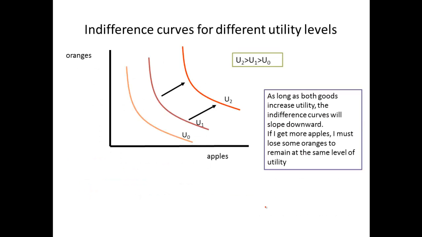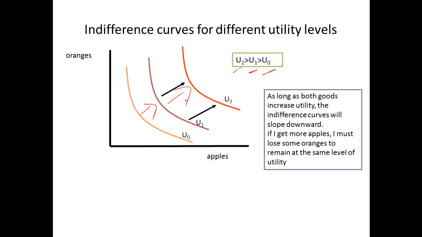Now what would these things look like? What I want to illustrate here is indifference curves for different levels of utility. So let's have three levels of utility: U2, which is bigger than U1, which is bigger than U0. And so what we would see in any diagram is that U1 is to the northeast of U0, and U2 is to the northeast of U1.